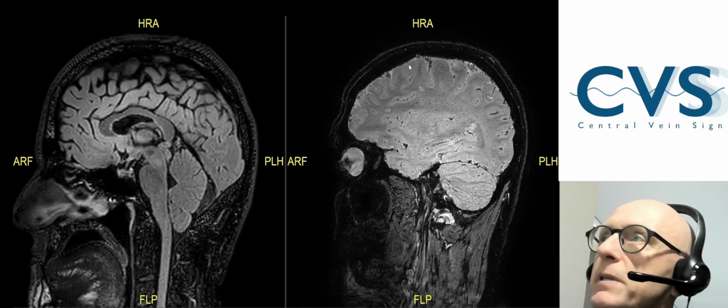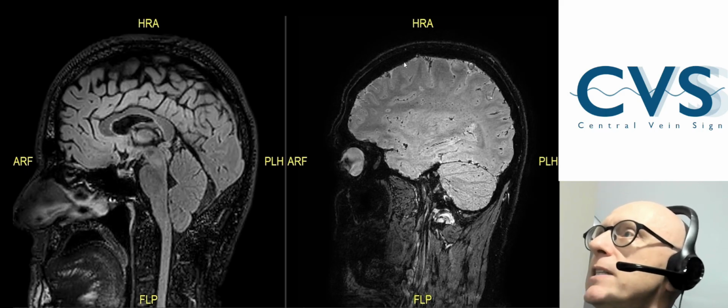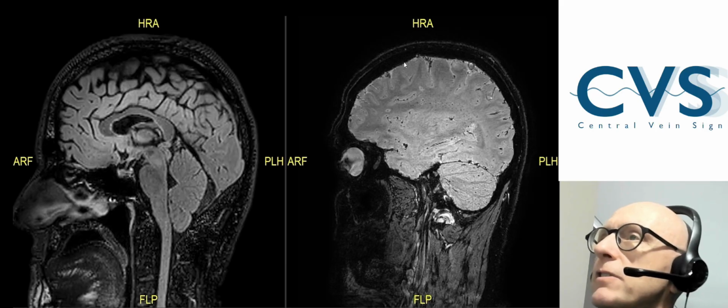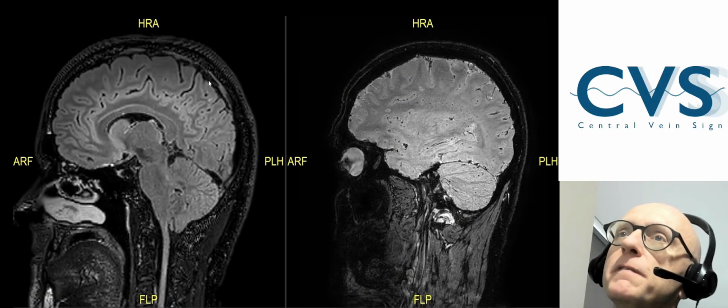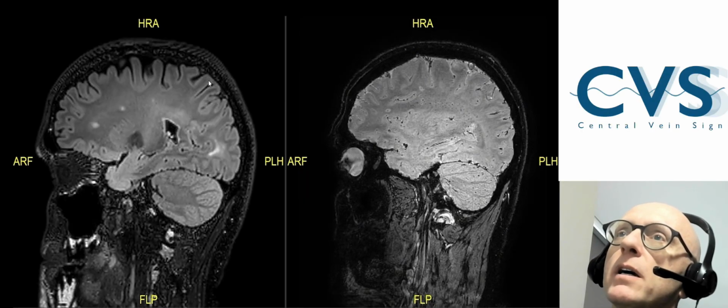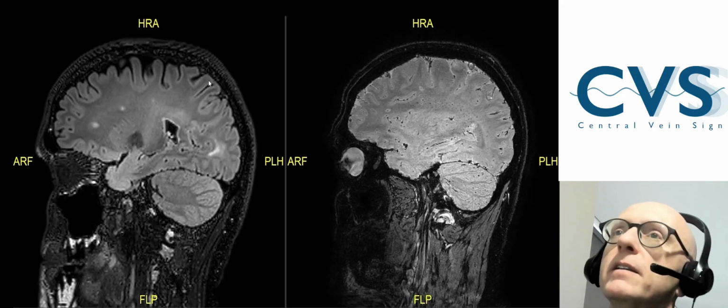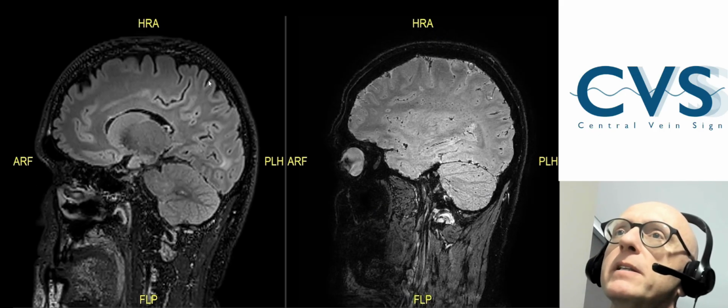The sequence we've been using here is a very nice 3D sequence that has been optimized for central vein detection, and as we scroll through the image, hopefully you'll be able to see the features that I'm talking about. Let's just find a couple of lesions on our FLAIR, and we'll see if we can find the equivalent lesions on the susceptibility weighted imaging.